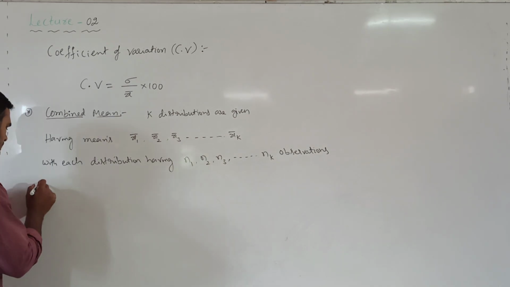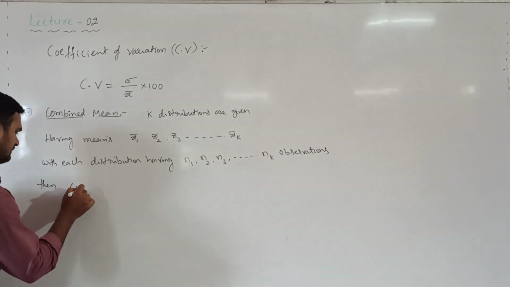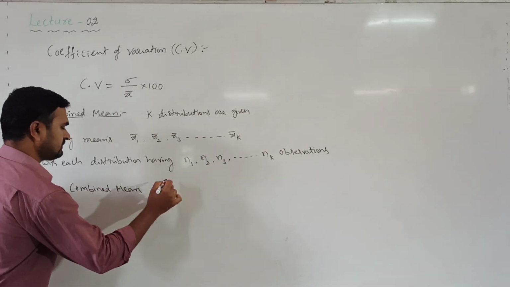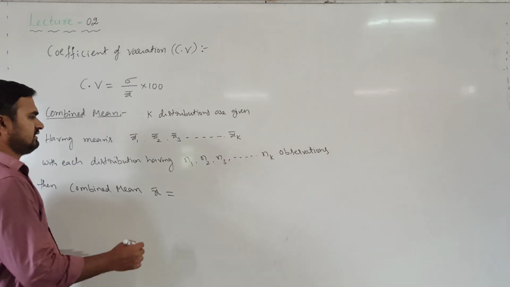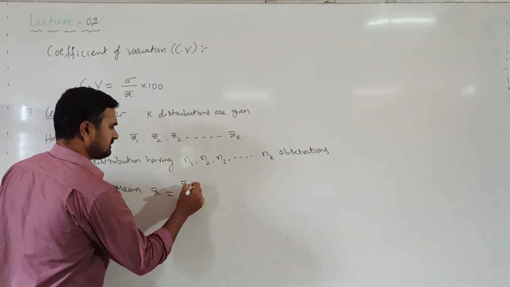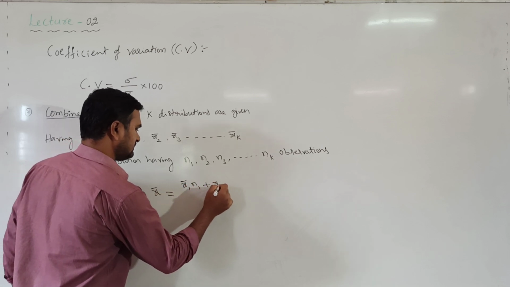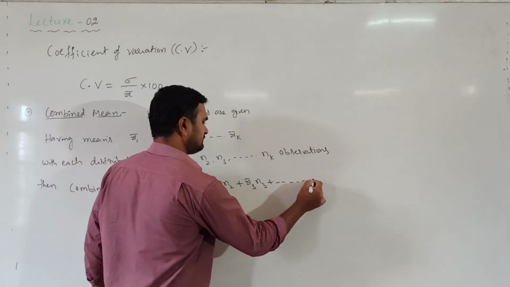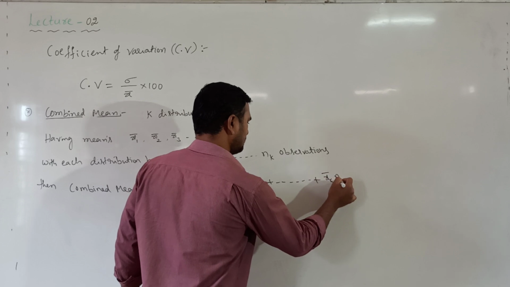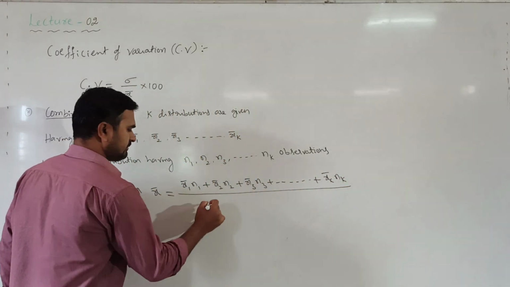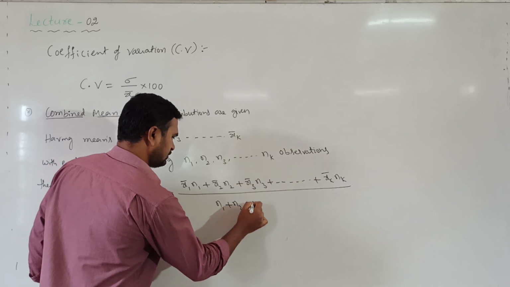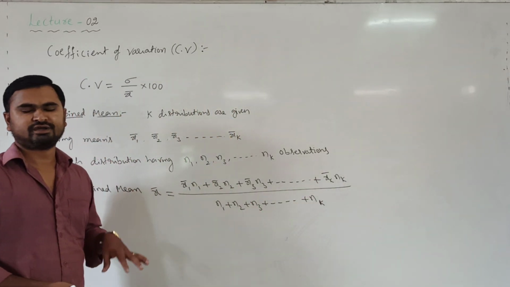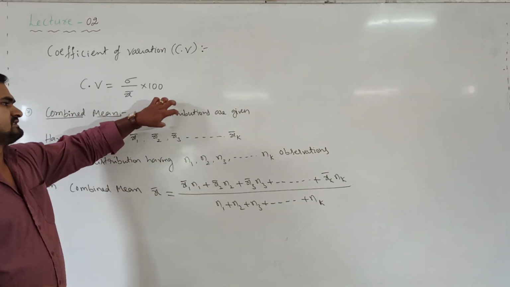Then the combined mean is given by x1 bar into n1 plus x2 bar into n2, x3 bar into n3 and so on, xk bar into nk, divided by n1 plus n2 plus n3 up to nk. You have to find the combined mean of these k distributions.